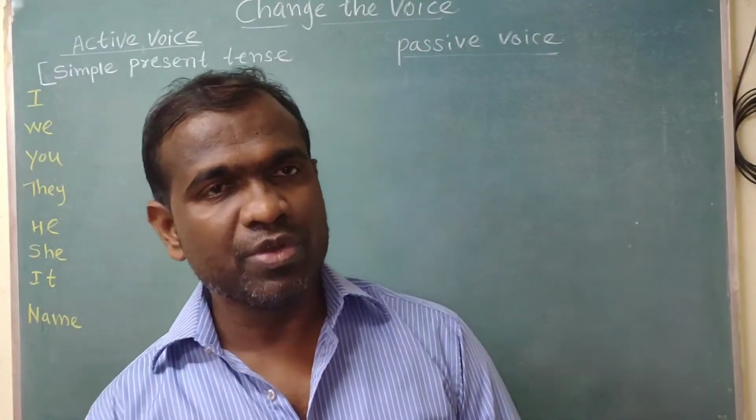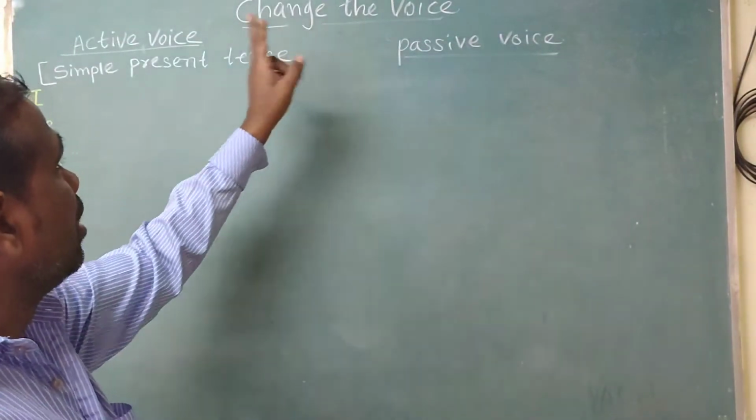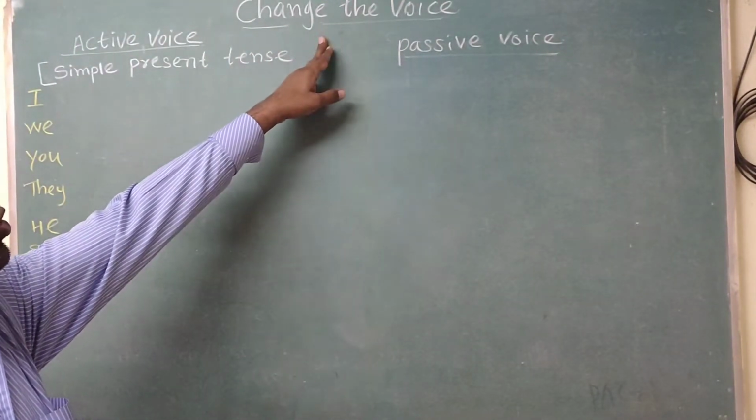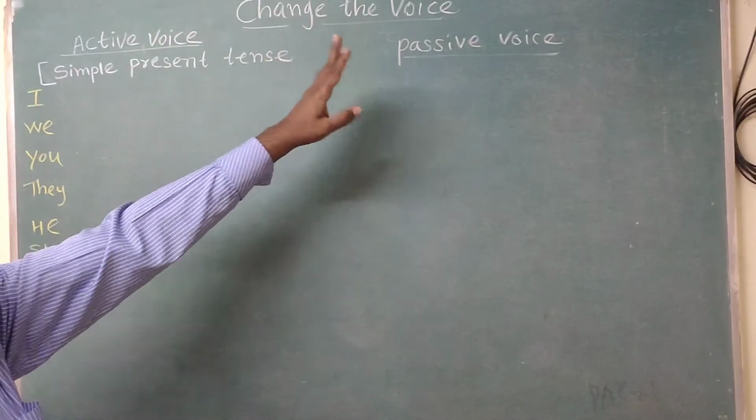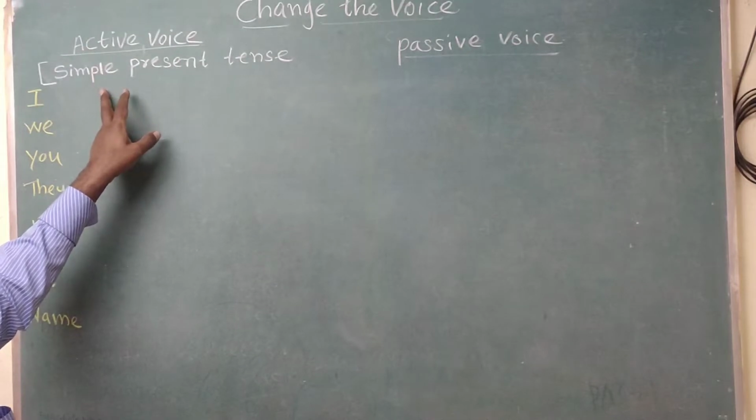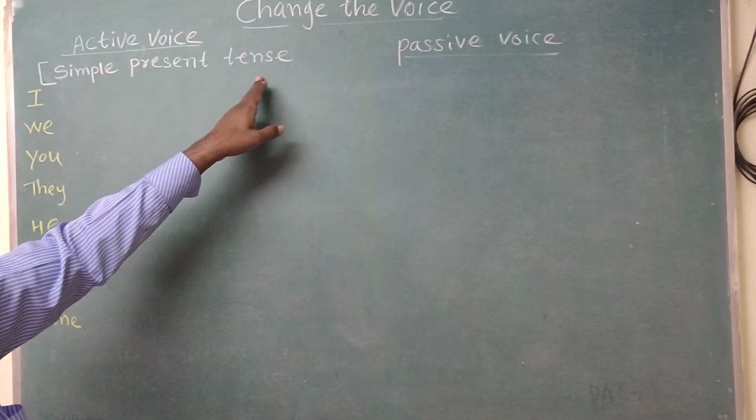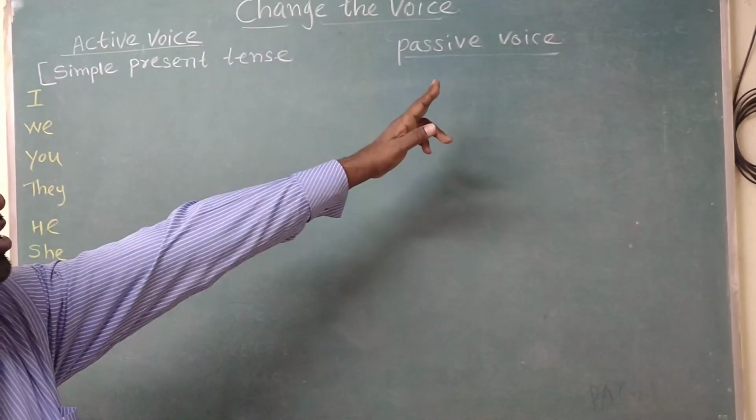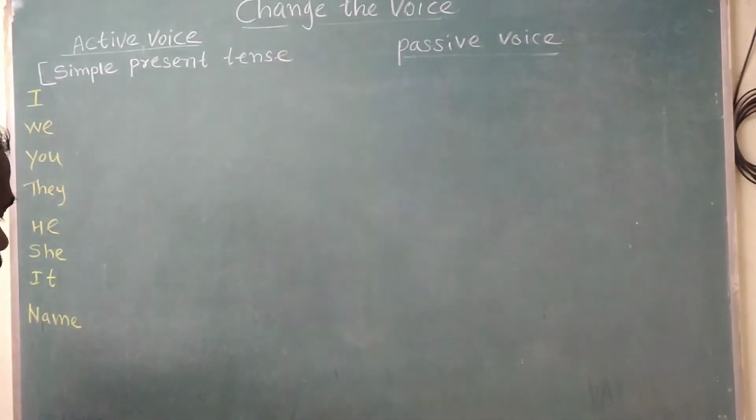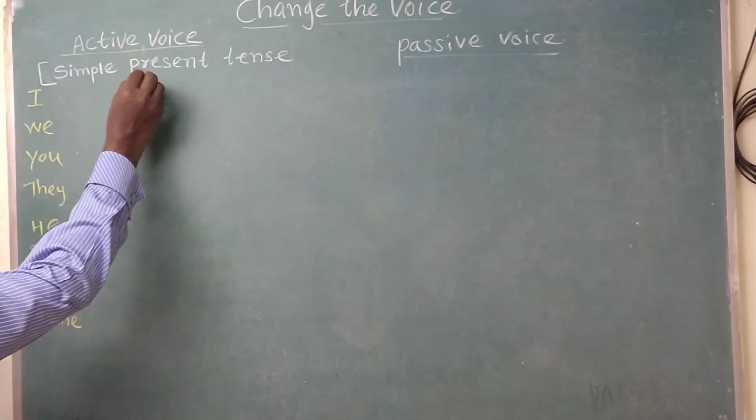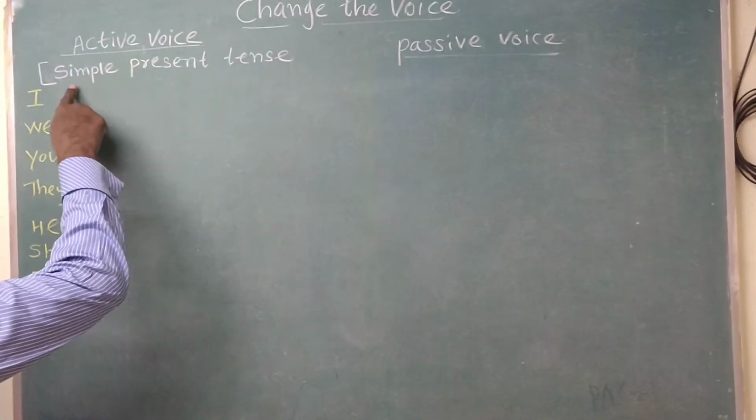In this video we will see how the active voice is converted into passive voice. Change of voice has two types, active voice and passive voice. Suppose the sentence is given in active voice and that active voice has simple present tense. Then how to convert the sentence from active voice to passive voice, that we will see. The very first, we'll take the sentence in active voice. For the sentence we'll select simple present tense.